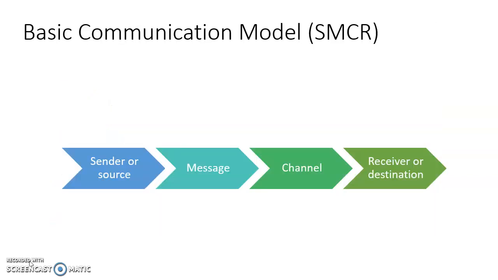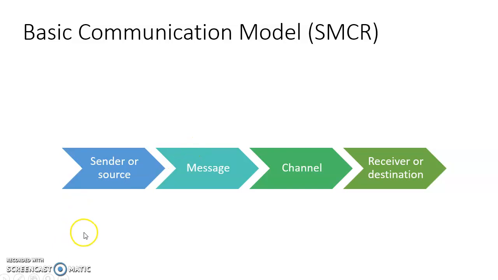So the first one is a very basic communication model called the SMCR, which stands for sender. The first S is for sender, who sends a message through a channel to a receiver. So SMCR: sender, message, channel, receiver. Okay, it's a very basic communication model.